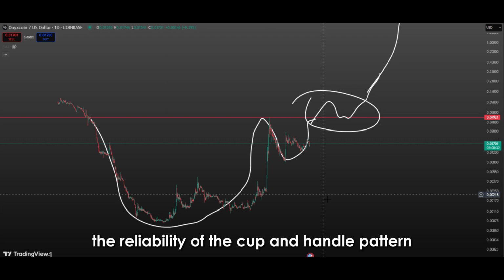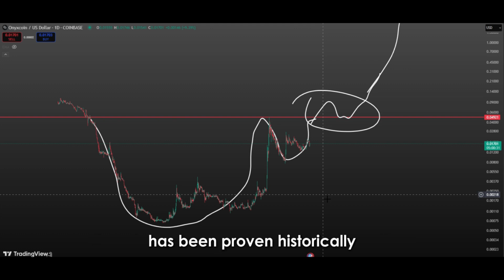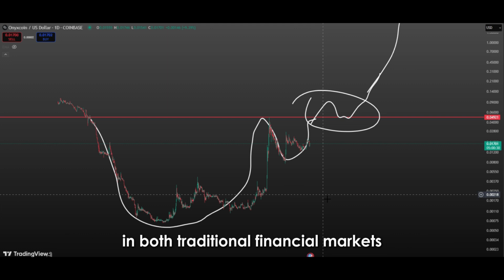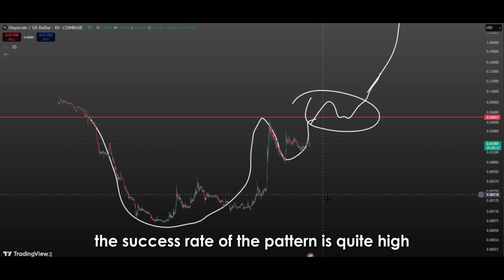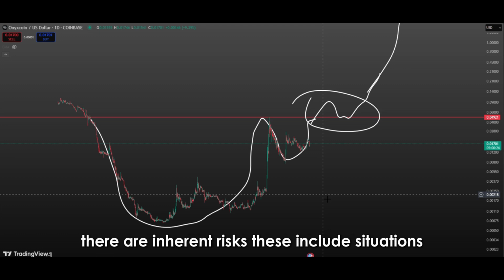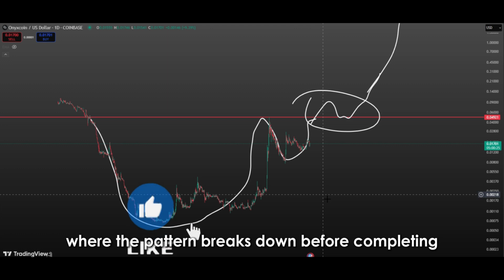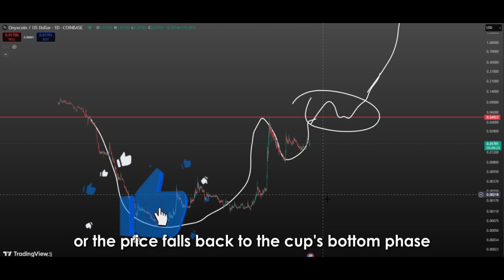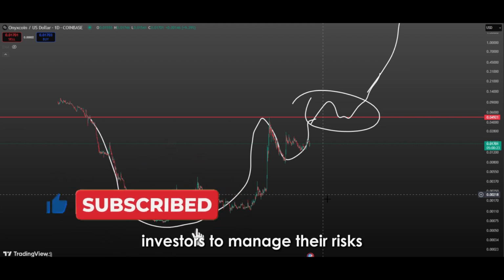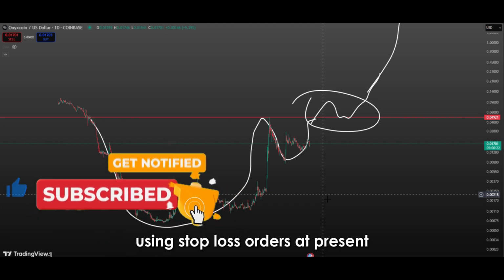The reliability of the cup and handle pattern has been proven historically through numerous examples. When examining movements that followed this pattern in both traditional financial markets and the cryptocurrency market, it is clear that significant price increases often occurred. The success rate of the pattern is quite high, but as with any technical structure, there are inherent risks. These include situations where the pattern breaks down before completing, or the price falls back to the cup's bottom phase during the handle. In such scenarios, it is very important for investors to manage their risks using stop-loss orders.